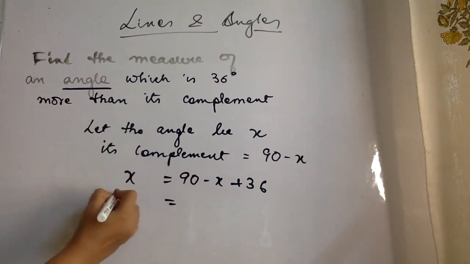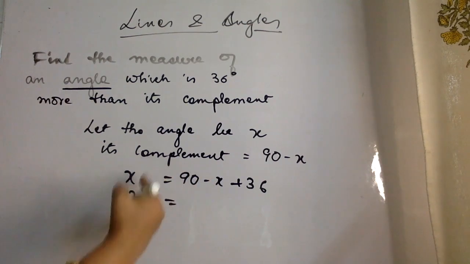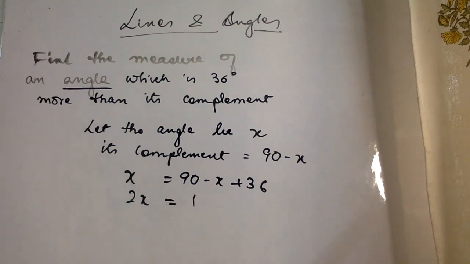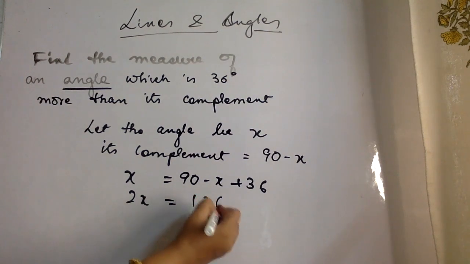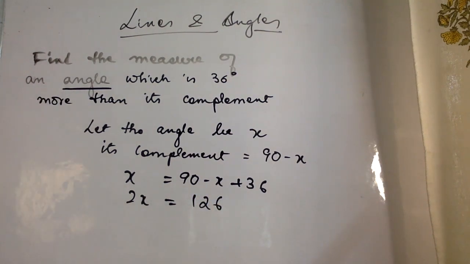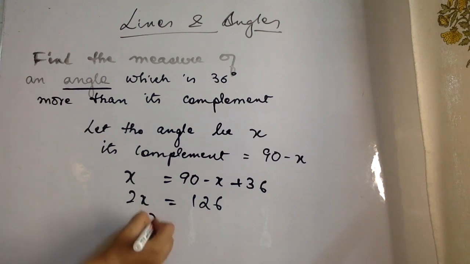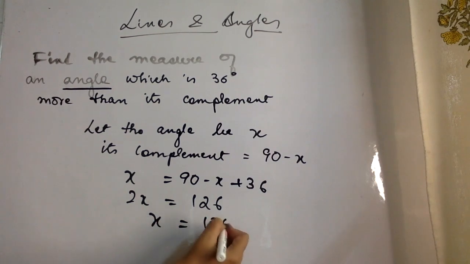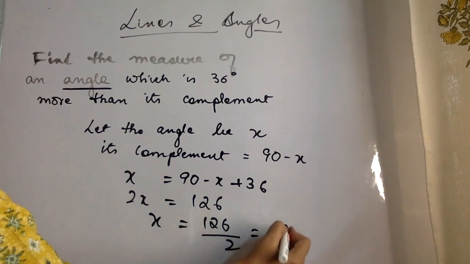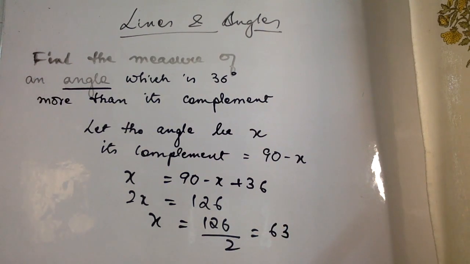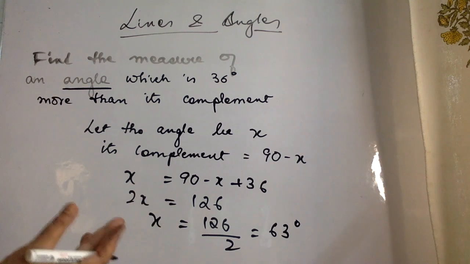Bring the x this side: x plus x, 2x, and this becomes 126, right? Now if it is 126, x is equal to 126 by 2, which is equal to 63 degrees. Okay, if x is equal to 63 degrees, so we got the measure of the angle. That is all they had asked for.